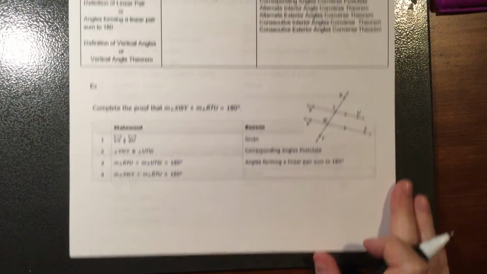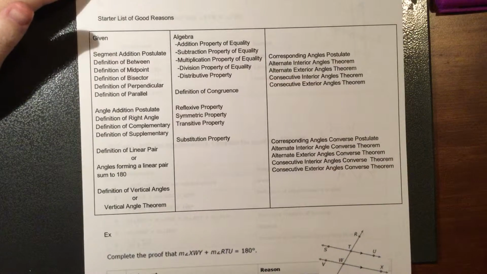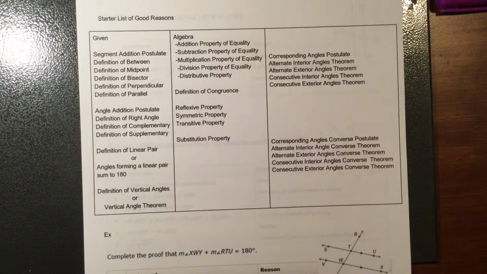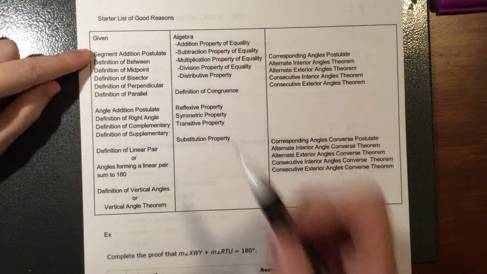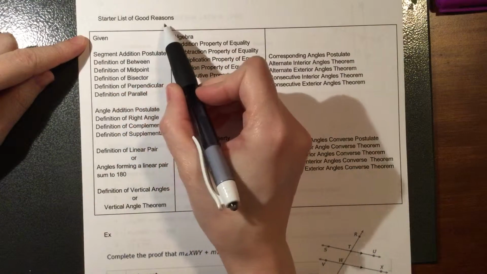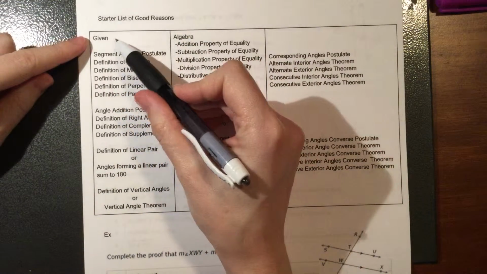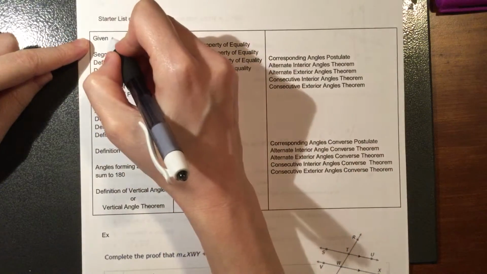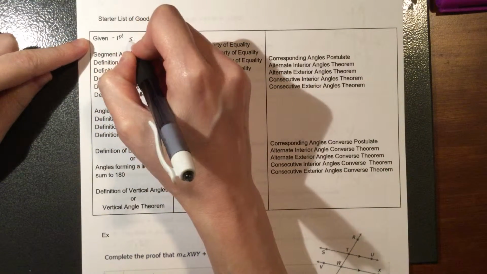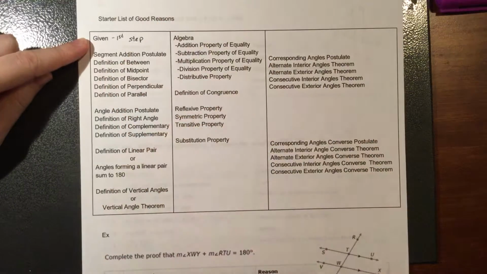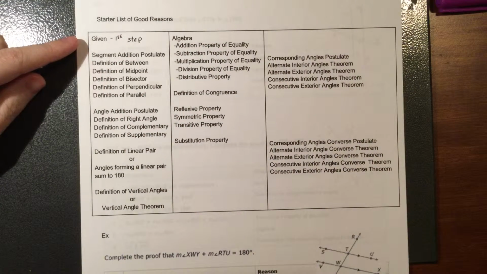Alrighty, so everything that we've talked about so far this semester is considered fair game for the proof. All of the definitions, all of the theorems and postulates, and all the ones that I'm going to give you are going to be fair game for proofs that we're going to do in the future. So you'll notice these are all lists of good reasons that you could have for a proof. So the given, it's always going to go first. If it's not the first step, it's not going to be anywhere else. That's the only place that it can go, is the first step.